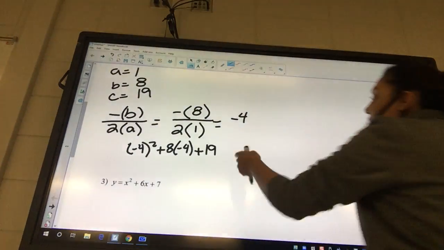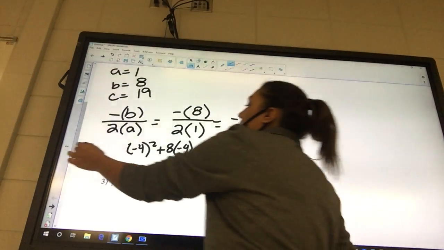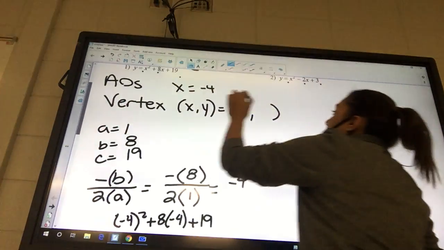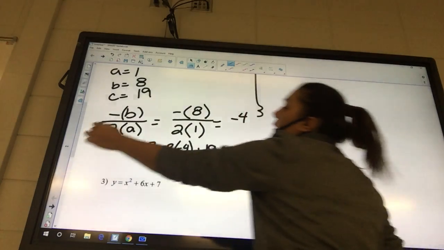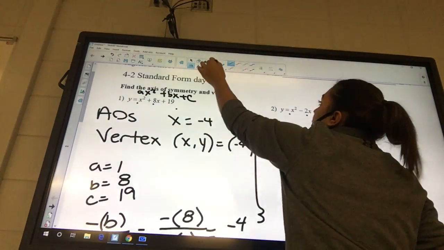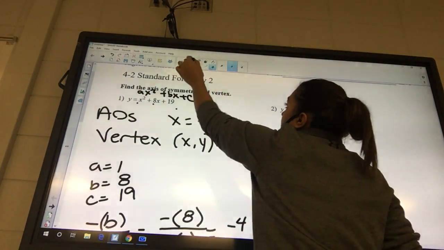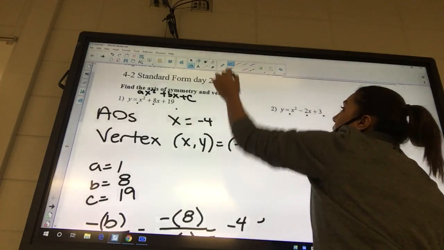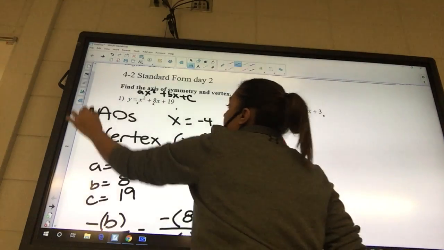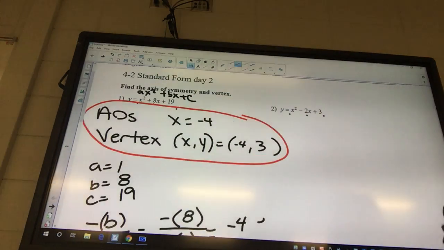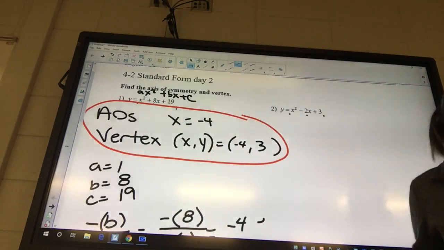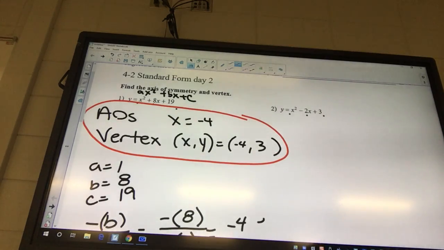All right, what did you guys get? 3. 3, and that one goes right here. Okay, so it's going to be 3. So we found everything that we need. We found our axis of symmetry and we found our vertex.